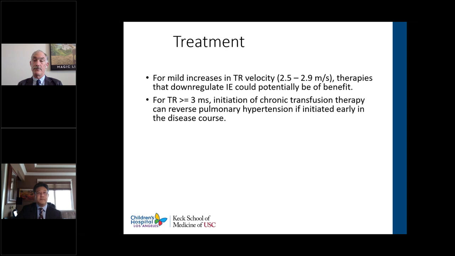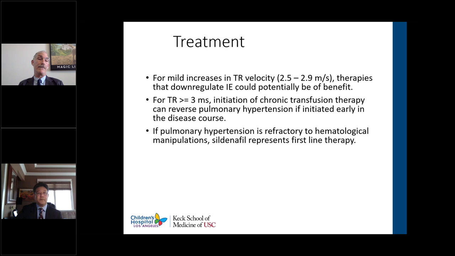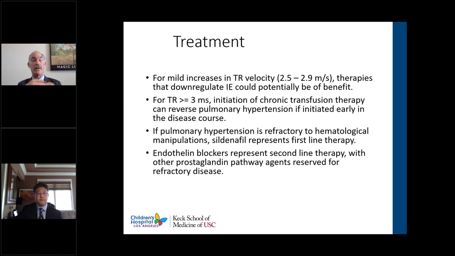Failing those two measures, then we are talking about pulmonary hypertensive medications. Sildenafil turns out to be fairly effective in this type of pulmonary hypertension. But if the response is incomplete, usually the next line of therapy is an endothelin receptor blocker. And rarely do you have to escalate to higher order prostaglandin derivatives.